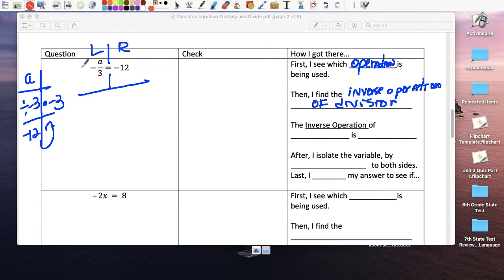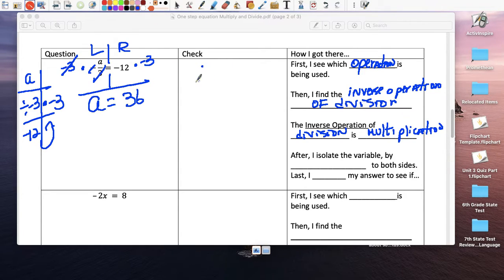So I'm going to multiply this by -3 and multiply this by -3. The inverse operation of division is multiplication. Okay, so on the right side, -12 times -3 is +36. -3 and -3 goes away, and I'm left with a.